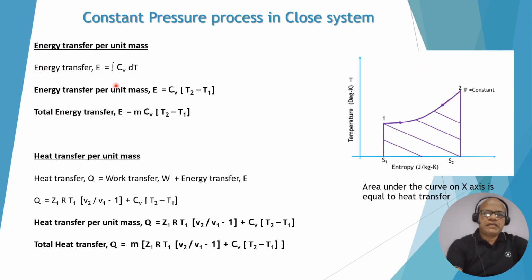Then energy transfer, as you know, the integration of Cv dT. So Cv into T2 minus T1. This is the energy transfer per unit mass. For total, you have to multiply M. As per the first law of thermodynamics, you have to add both. So you can find heat transfer Q is equal to W plus E. This is the equation for W, this is the equation for E. You just add up. So this is the equation for heat transfer per unit mass. For the total mass, just multiply M into this equation. This will give the total heat transfer.